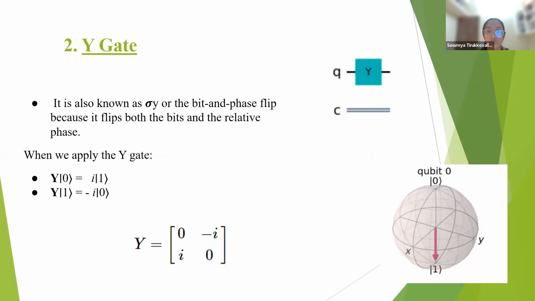The Y gate is also known as the bit and phase flip gate because it flips both the bits and the relative phase. So when you apply the Y gate to state 0, you get i times state 1. Here i represents the global phase. It does not have any physical significance, but it represents how the Y gate flips both the relative phase as well as the bits. And this is the matrix representation of the Y gate.